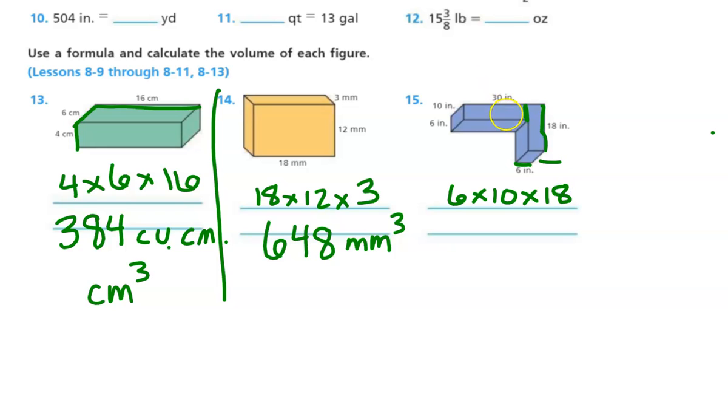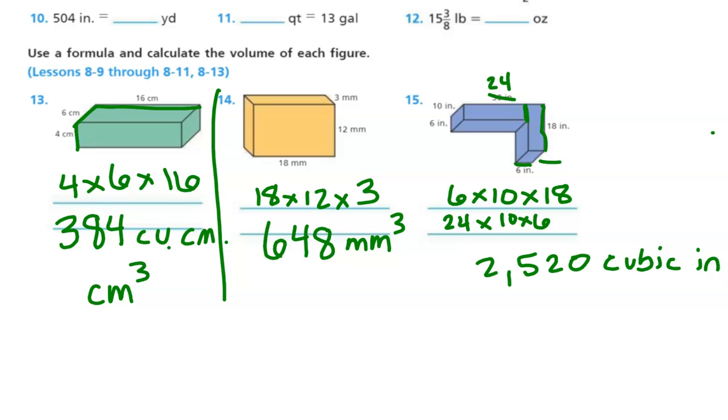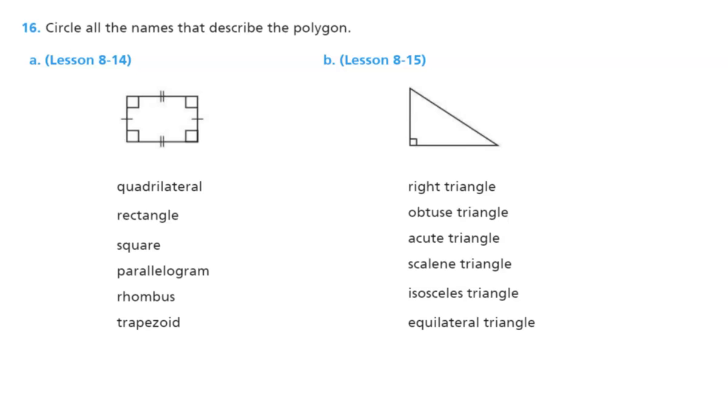And then my other one would have been, well, this is originally 30 inches, but that part's 6, so this is now 24. So then it would have been 24 times 10 times 6. And all together, that's going to equal 2,520 cubic inches. All right? Sorry to rush through those, but, you know, 'tis what it is. You can always ask me during office hours if you need some help with those.